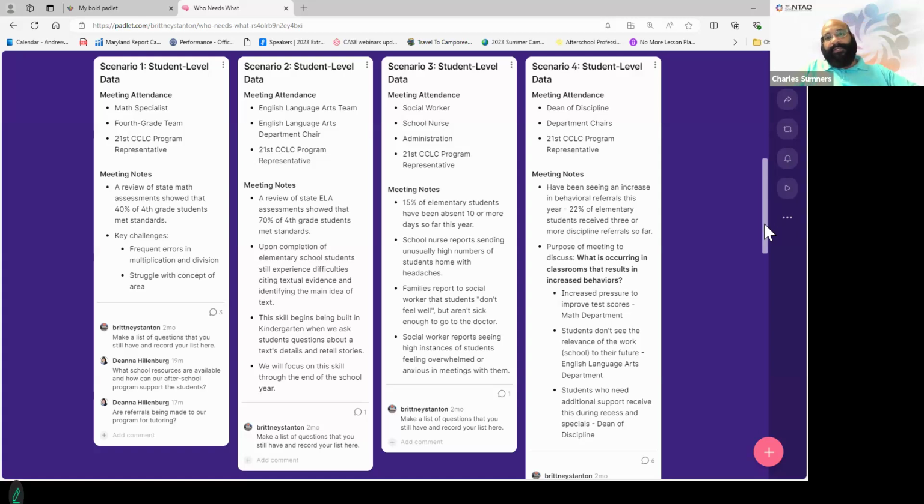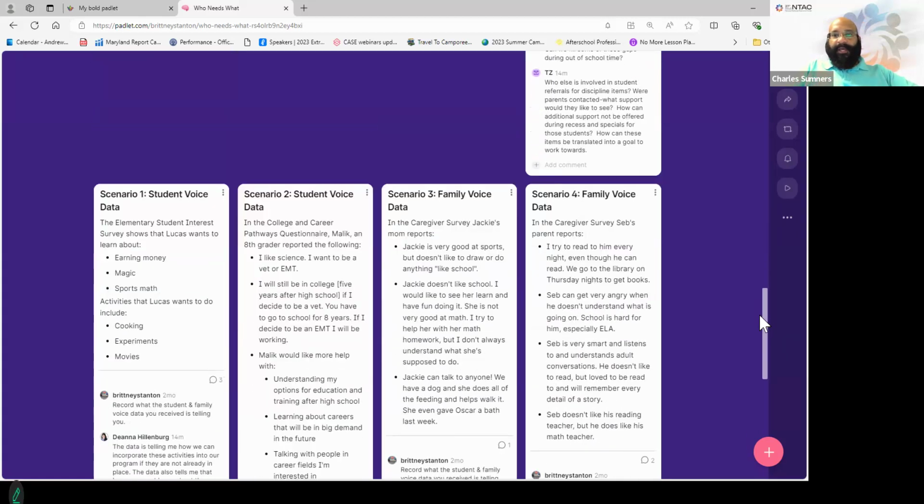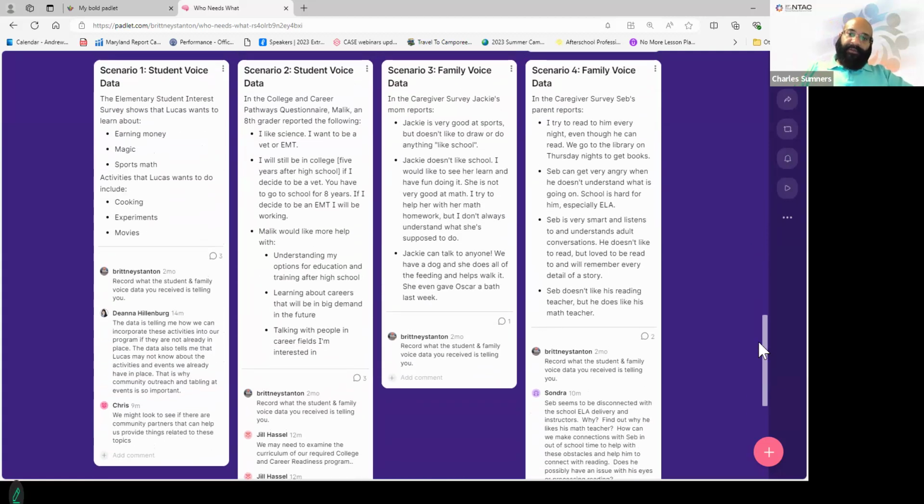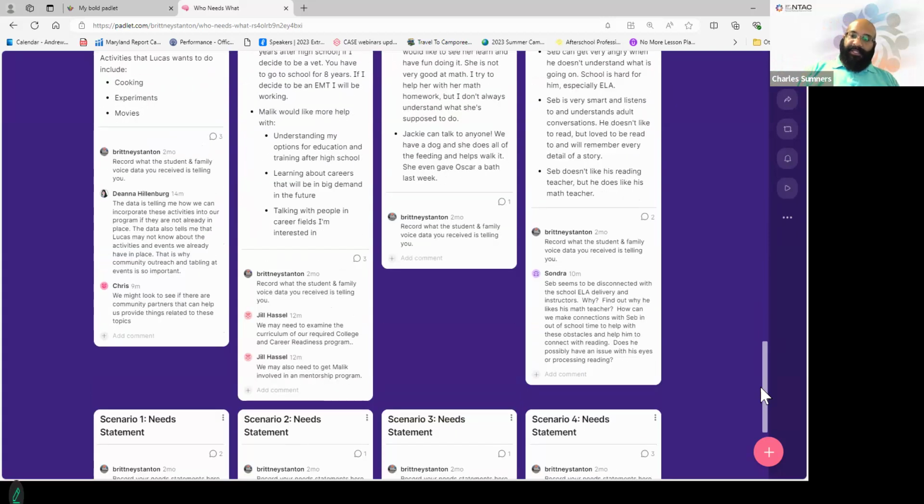And then we have a caregiver survey that tells us that Sebastian gets very angry when he doesn't understand what's going on. School's very hard for him, particularly ELA. He doesn't like his reading teacher, but he does like his math teacher. So we have all of these elements, right? And we're putting them together into need statements.